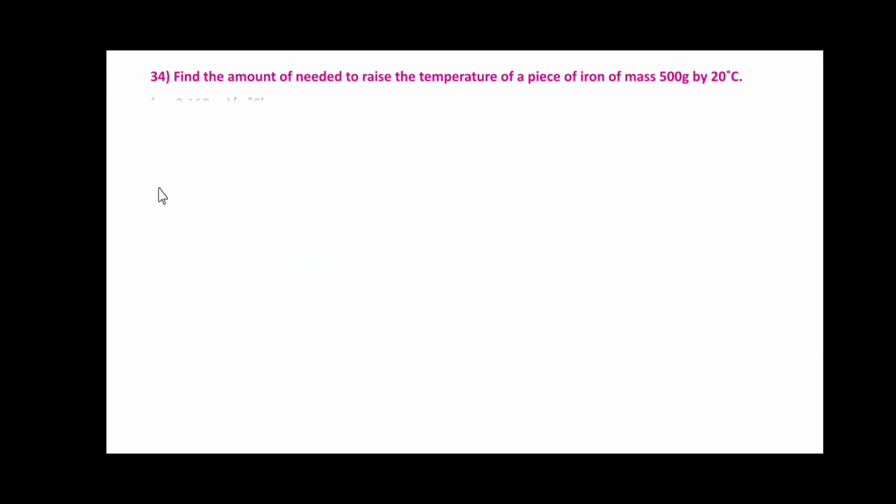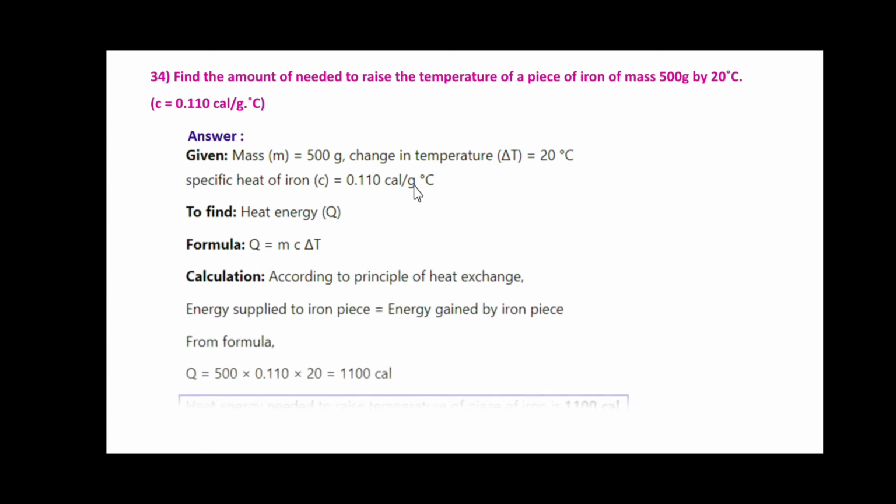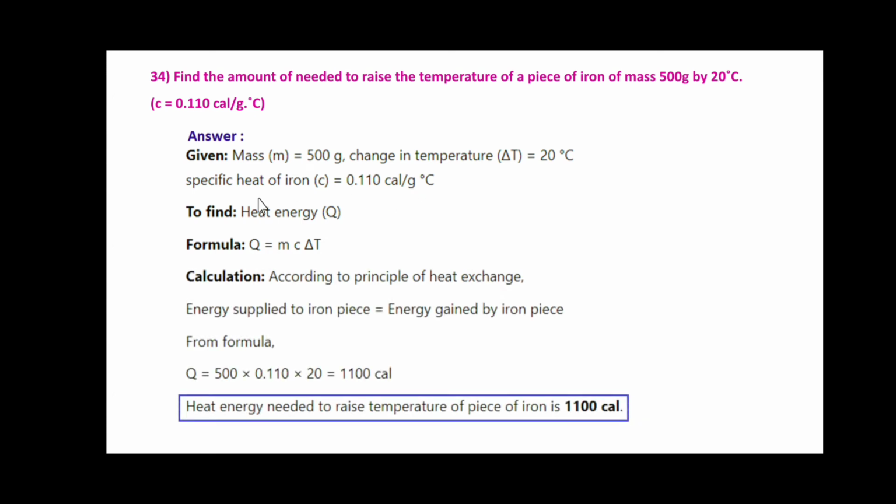Next, 34. Find the amount of heat needed to raise the temperature of a piece of iron of mass 500 gram by 20 degrees Celsius, here C is 0.110 calorie per gram degree Celsius. Given mass m is equal to 500 gram, change in temperature delta T is 20 degree Celsius. Specific heat of this iron C is equal to 0.110 calorie per gram degree Celsius. We have to find out the heat energy Q.